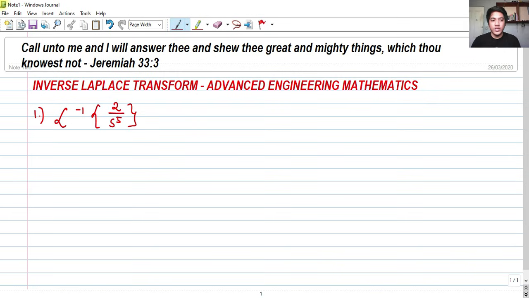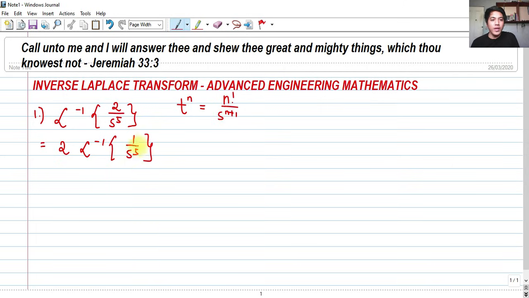Let's take a look at the first problem. What is the inverse Laplace of 2 over s raised to 5? One property is that we can always factor out the constant outside of the inverse Laplace. So we have 1 over s raised to 5. We know that if we have t raised to n, the Laplace transform of t raised to n would always be n factorial over s raised to n plus 1.